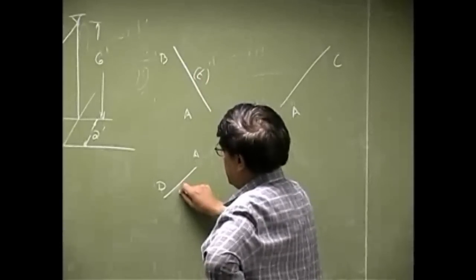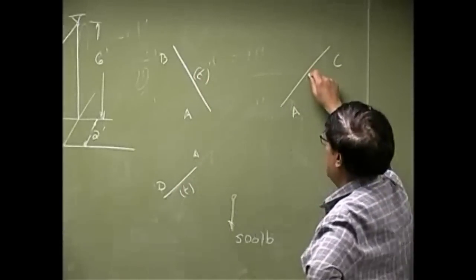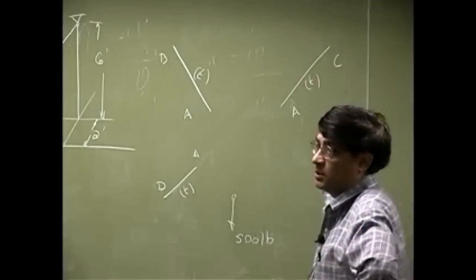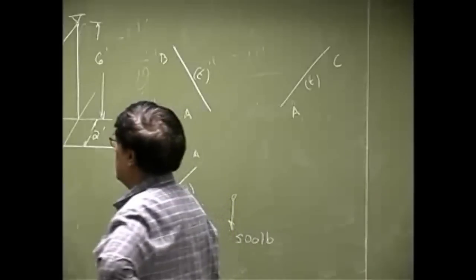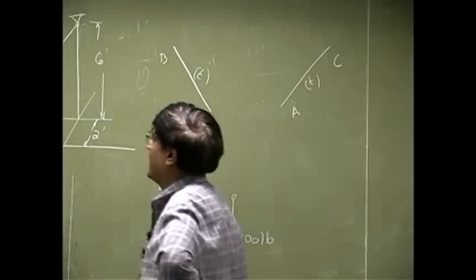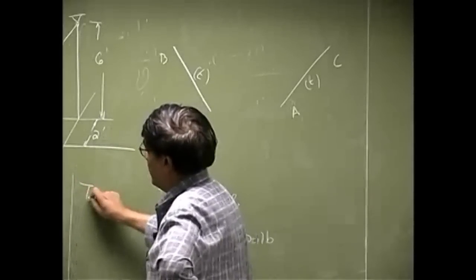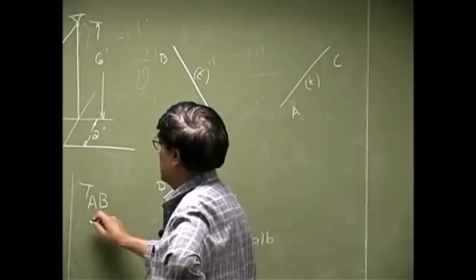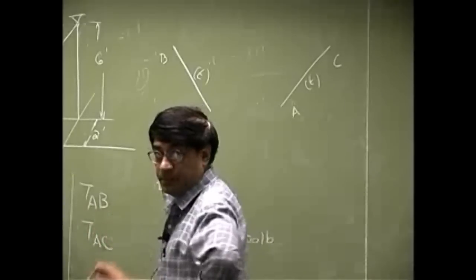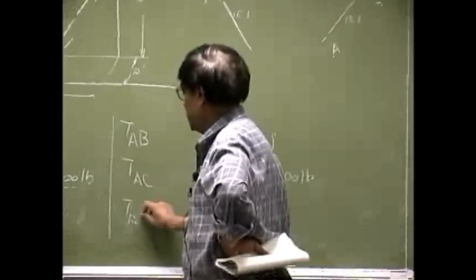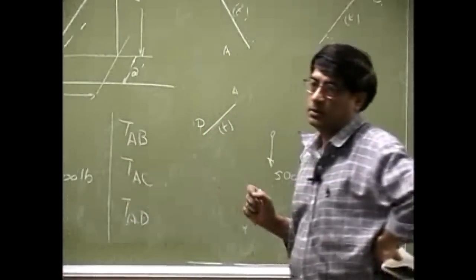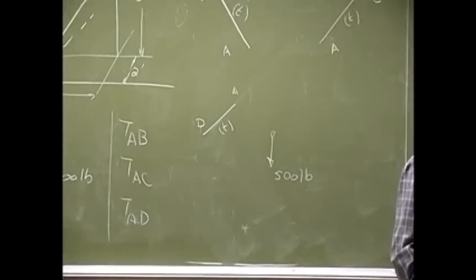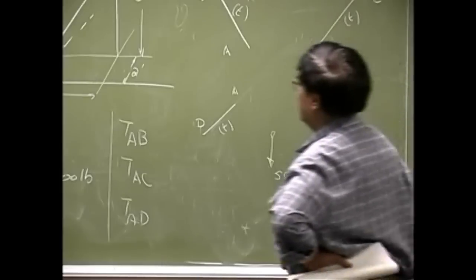So if that's in tension, as well as this is in tension. And I'm going to make the assumption that the unknown magnitudes are given by PAB and PAC as well as PAD. So these are the three unknown magnitudes for the forces in cables AB, AC, and AD.